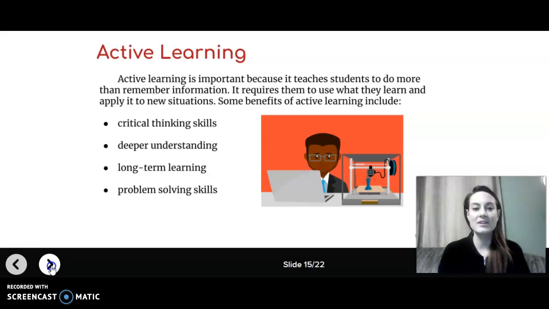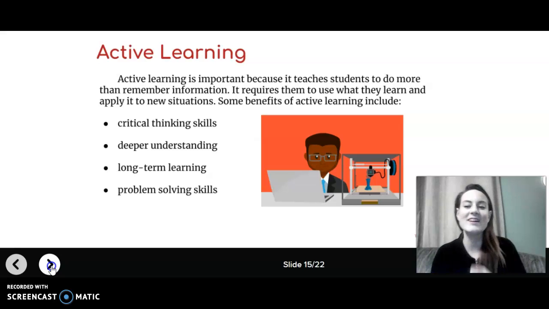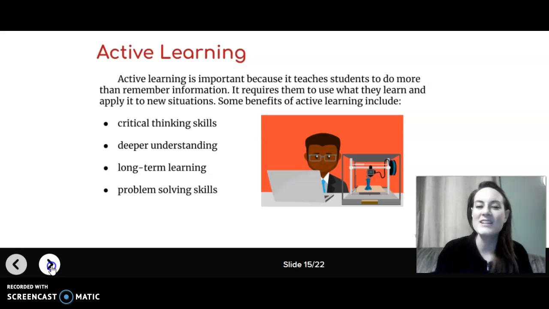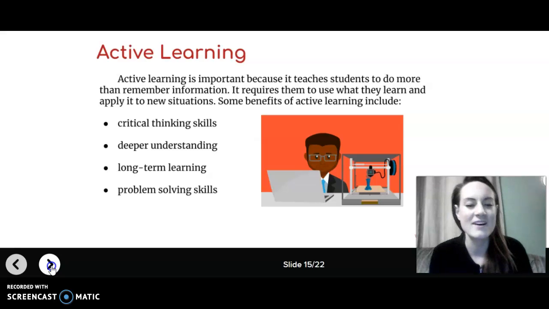So active learning is important because it teaches students to do more than remember information. It requires them to use what they learn and apply it to new situations. Some benefits of active learning include critical thinking skills, deeper understanding, long-term learning, and problem solving.